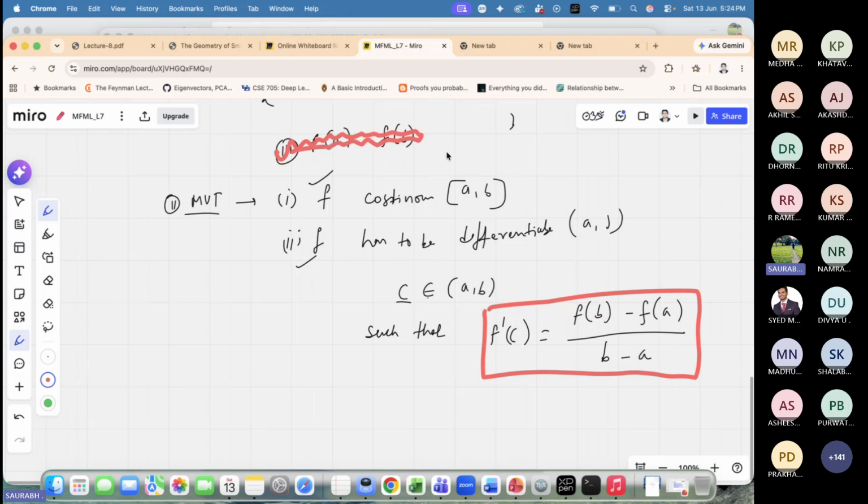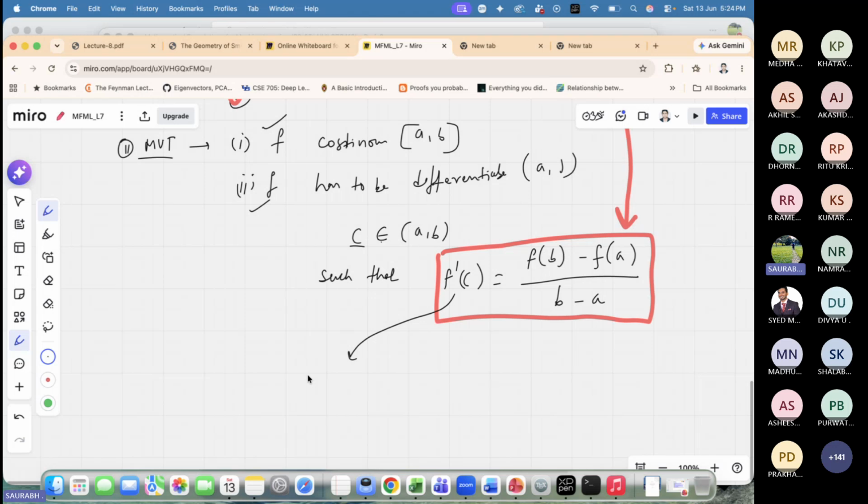If this is not there, then we will have a point C such that, if you think about the left hand side, what is the left hand side? This is f dash c, the instantaneous rate of change, something that on your motorbikes or on your cars, the speedometer tells you as instantaneous speed, right? Instantaneous rate of change.